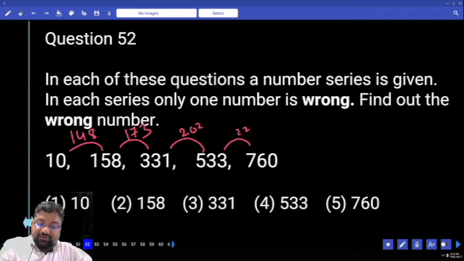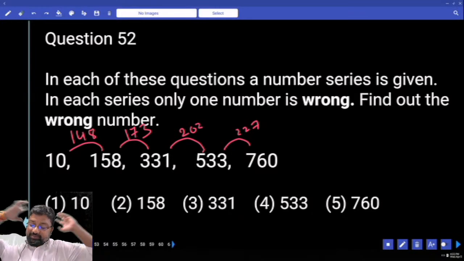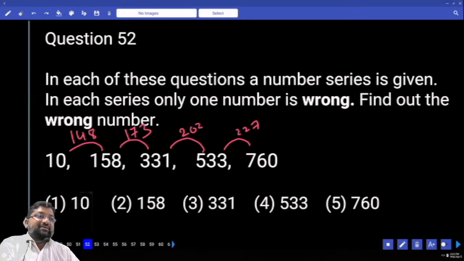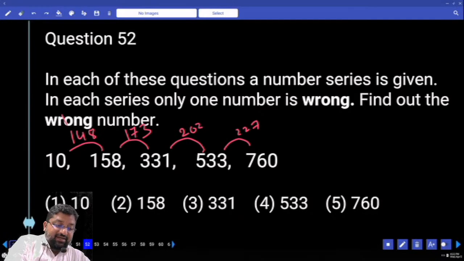This is how much? 227. Any guesses? No guesses. I know that you have not guessed it, but you have to be very alert. As soon as you see the numbers, multiple things should be running in your mind. This 148, I'll write it as 12 square plus 4. What is 12 square? 144.